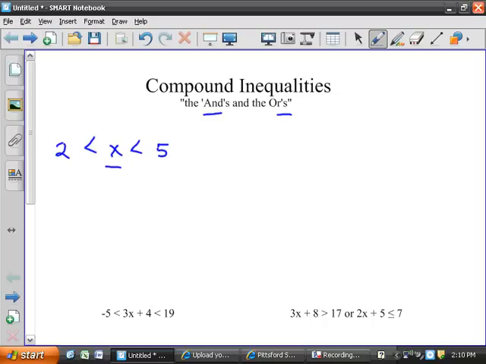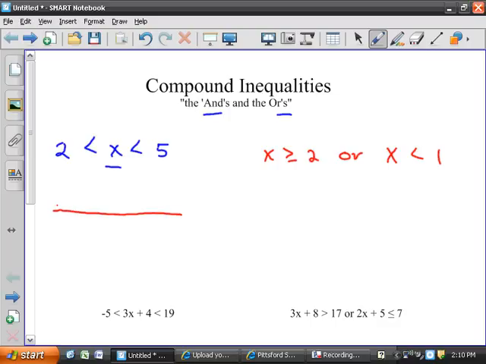Now, or inequalities, on the other hand, are going to look like two separate inequalities with the word or in the middle, so they're not really that challenging. It might look like this: x is greater than or equal to 2, or x is less than 1. Now, they look very different when you graph them as well.